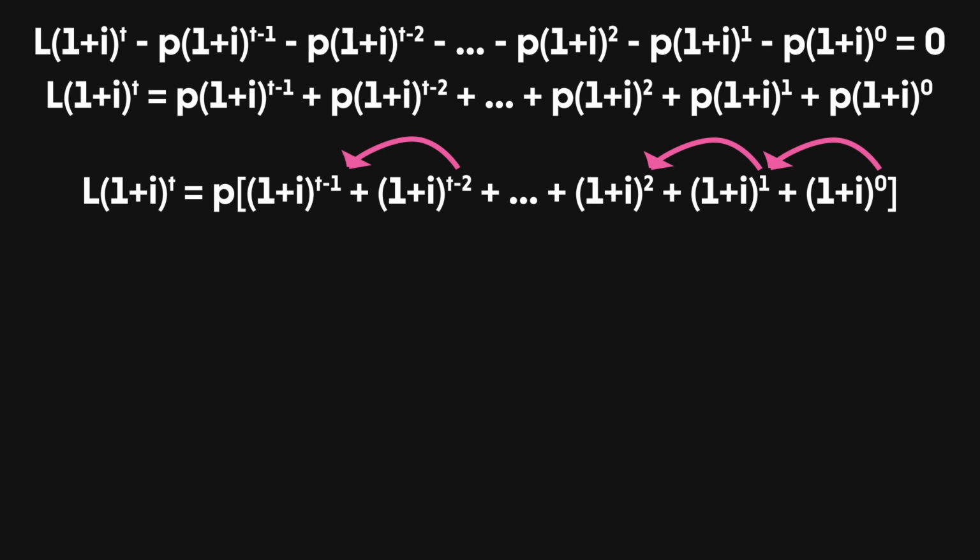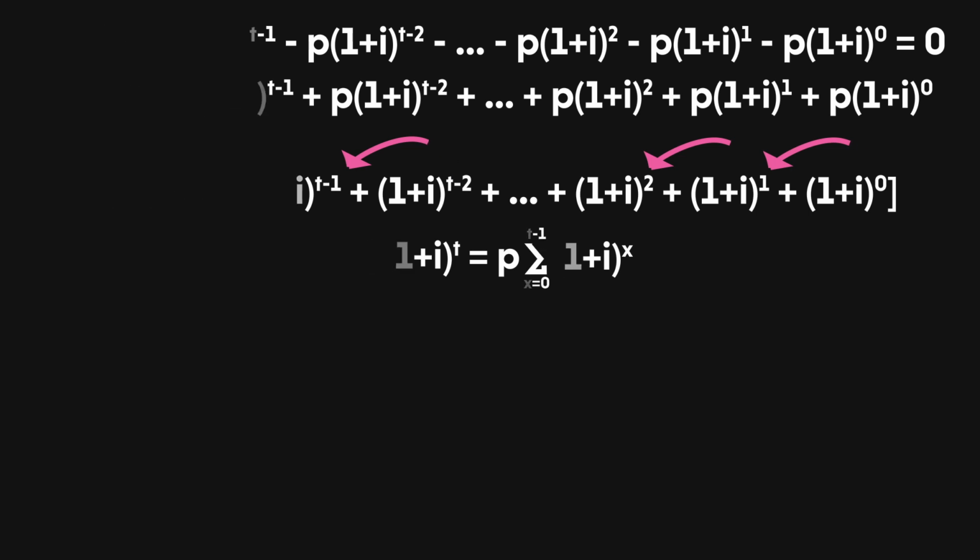The equation is L times (1 plus I) to the T is equal to the payment times the sum from x equals 0 to T minus 1 of (1 plus I) to the x. This is a better, more concise equation, but we can do better. There is a simple, almost illegal move that we can do to find the closed form of this summation. A closed form means we don't have to write the equations with periods and a bunch of plus signs.